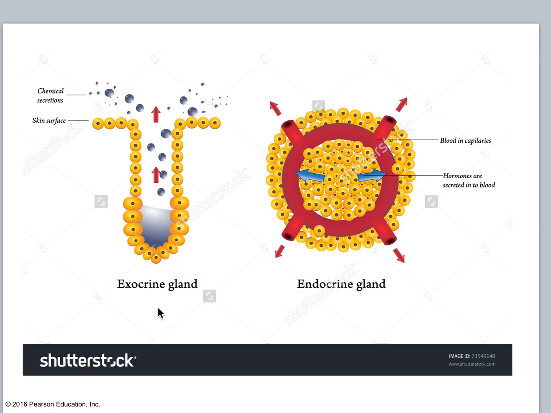Here's a diagram, a cartoon of an exocrine gland that shows a duct. Again, I'm saying duct, D-U-C-T, not D-U-C-K, to transport the secretions from inside the gland to the external surface. As opposed to an endocrine gland, which secretes its secretions directly into the bloodstream.